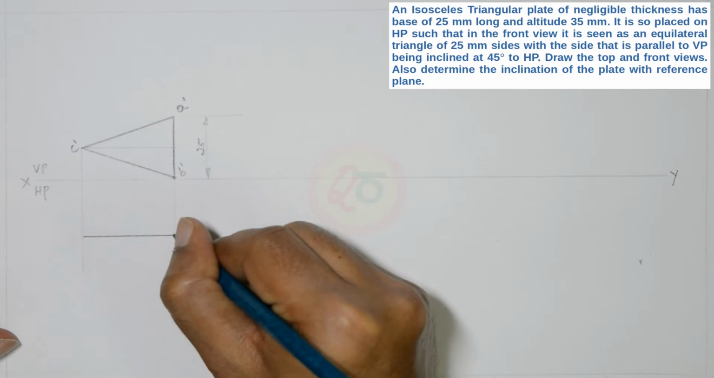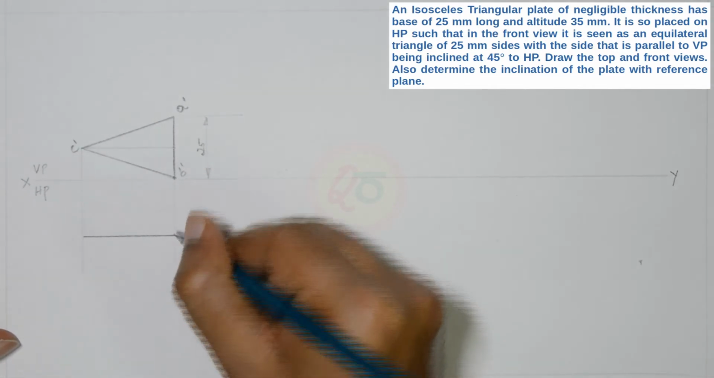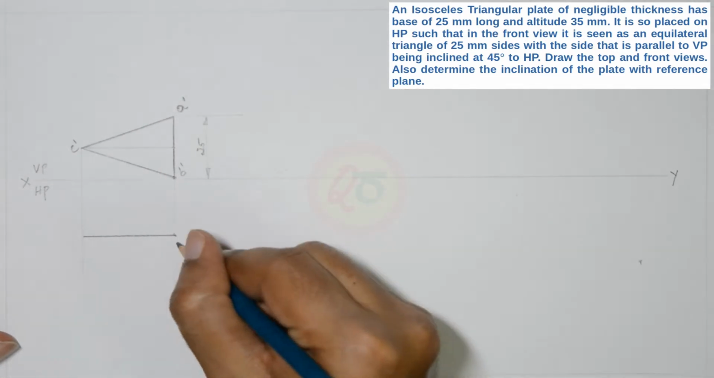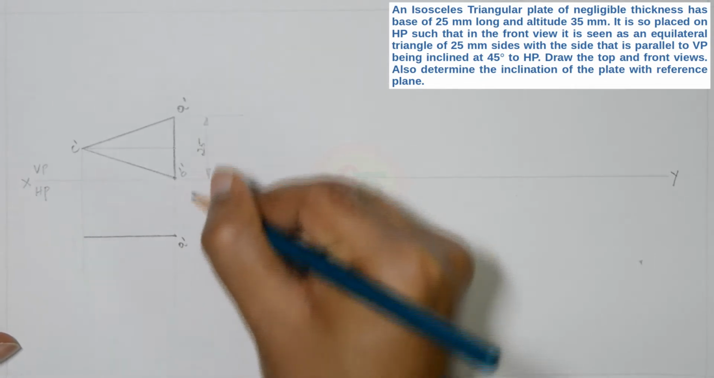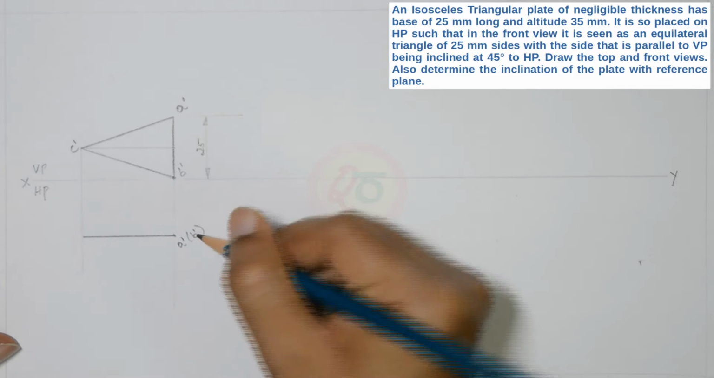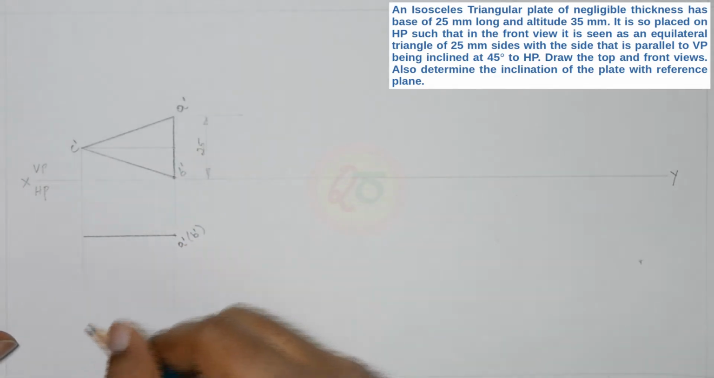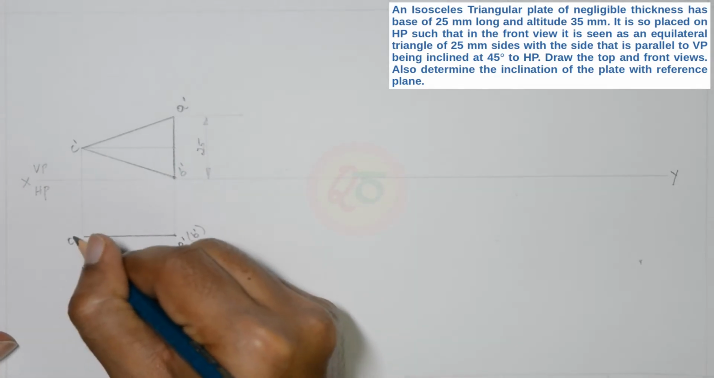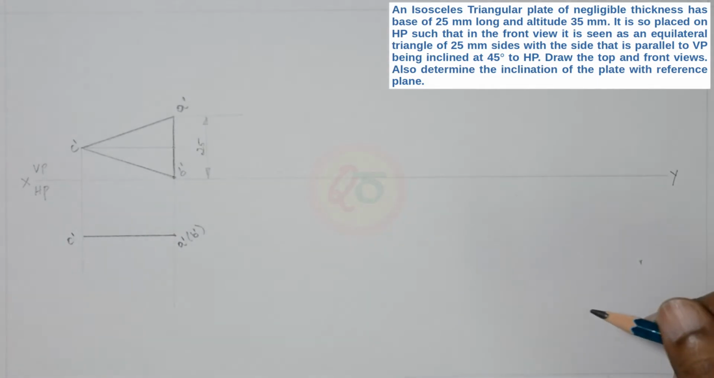Let us name these points. When you see from the top, A dash is visible, but B dash lies exactly behind A dash. Hence, B dash is not visible, hidden, denoted in brackets. This is C dash. This completes the first position.